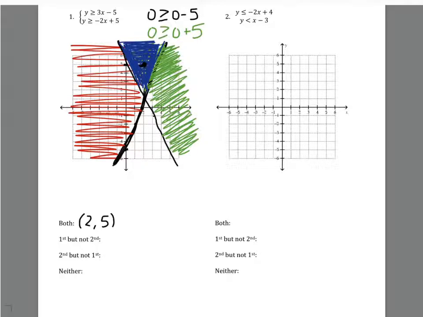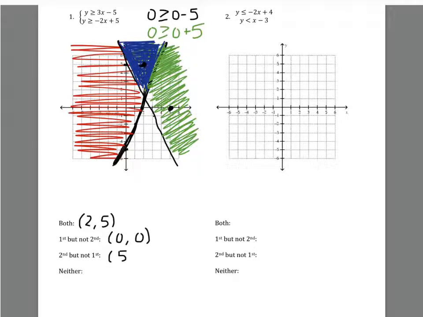First one but not second one. The first one I have the color red. So for the first but not the second, I'm going to pick a point, say 0, 0. I like to use 0, 0 because it is very easy to test and plug in. Second one but not the first one, I'm going to pick 5, 0. Do you see where I picked the number from?